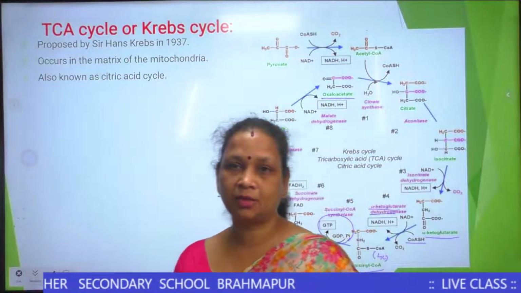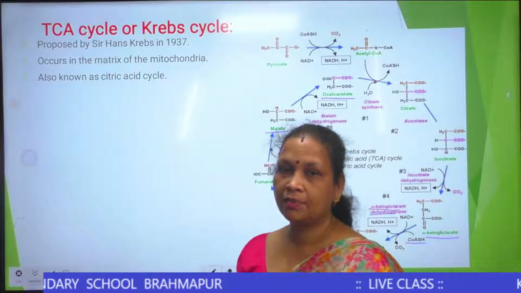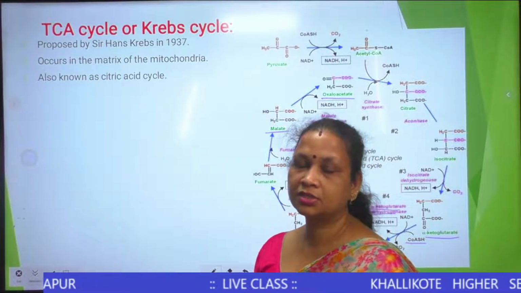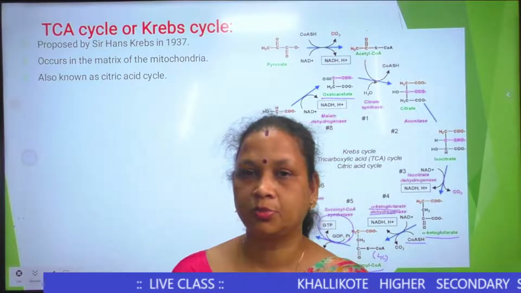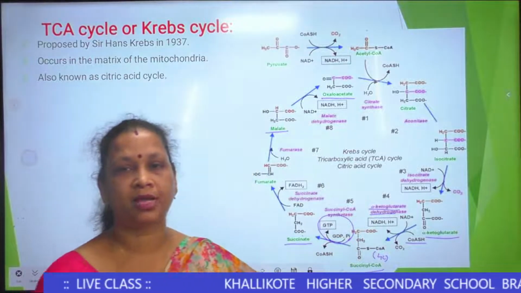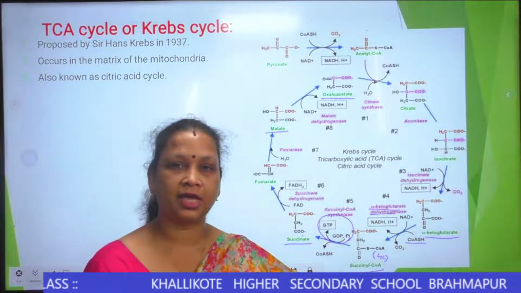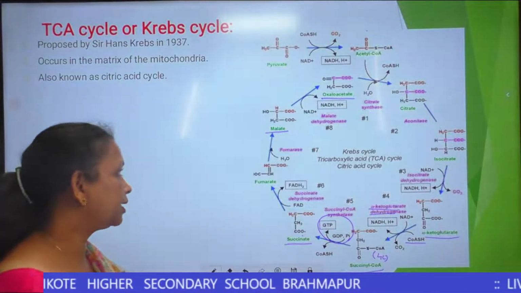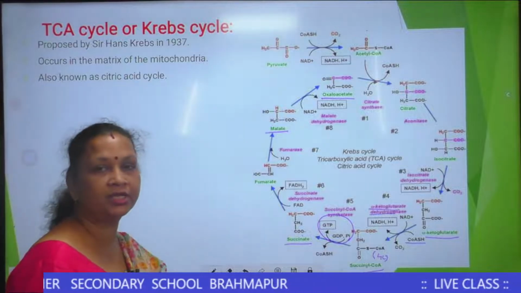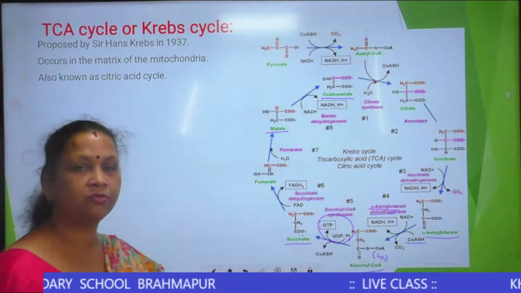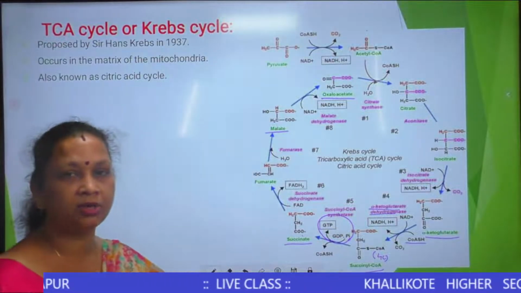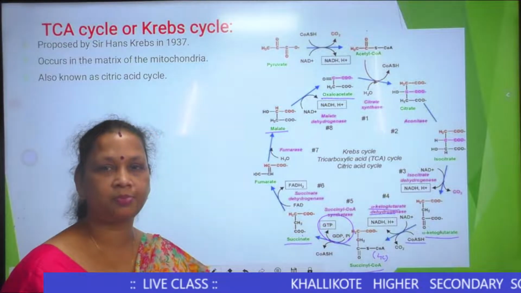So, the entire process of the TCA cycle mainly is an oxidation process where the pairs of hydrogen are being removed and they are accepted by molecules like NAD or FAD. So, calculating how many NADH molecules are obtained from the TCA cycle and what is the probability of obtaining how many ATP molecules.